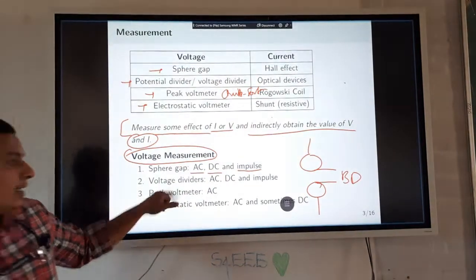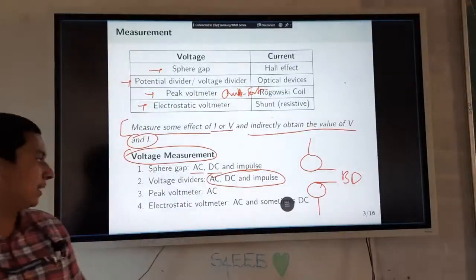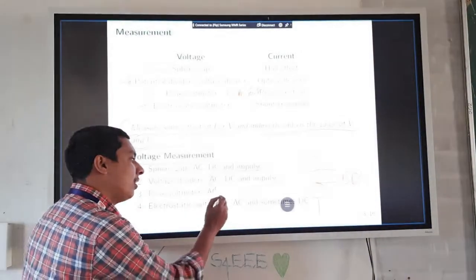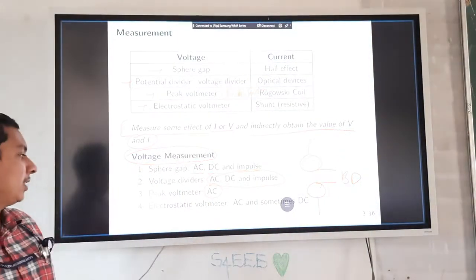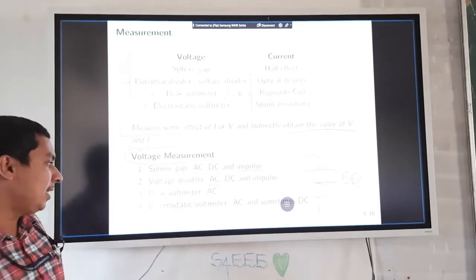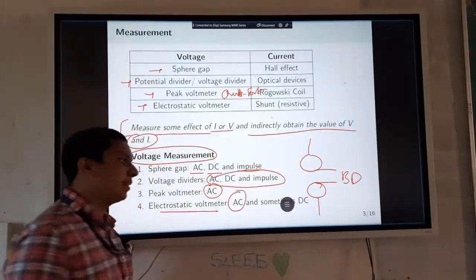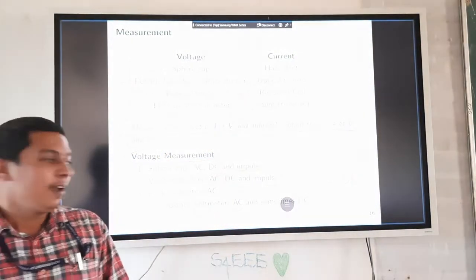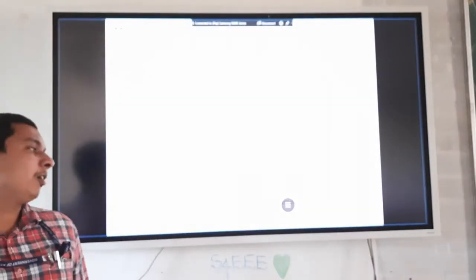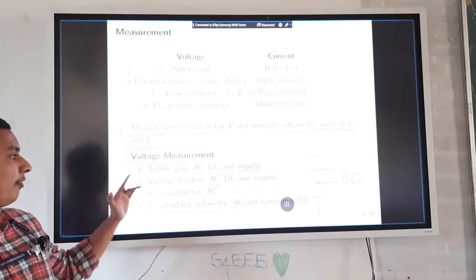Voltage dividers can also be used for AC, DC and impulse measurement. But the peak voltmeter we can use only for AC. Then you have the electrostatic voltmeter, which is normally used for AC, and sometimes for DC, but we never use it for impulse. We will learn more about why when we discuss the principle of each of these.